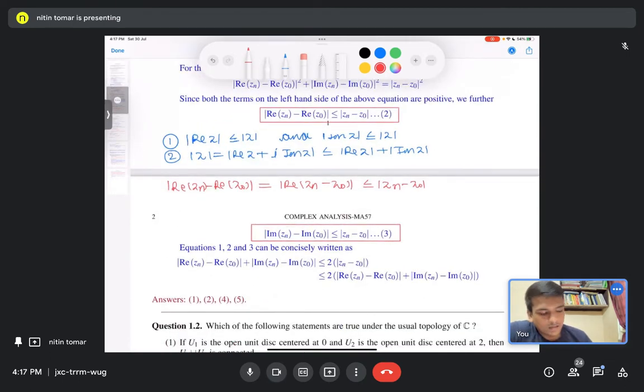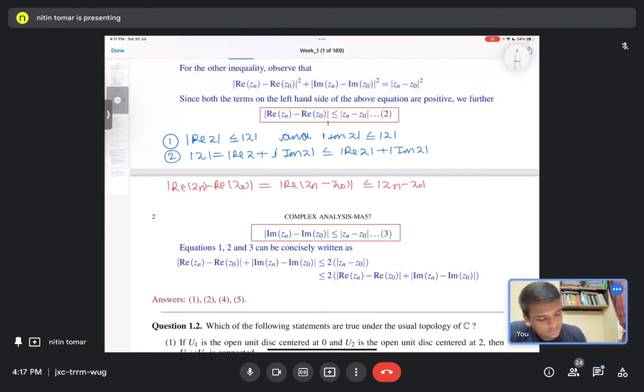Now if we combine 1, 2 and 3, we see that the mod of the real part of zn minus z naught plus the mod of the imaginary part is less than or equal to 2 times mod zn minus z naught. Why? Because if you look at 2 and 3, these two inequalities will give you 2 times mod of zn minus z naught. And for mod of zn minus z naught, from here to here we have used 1, which is the triangle inequality.